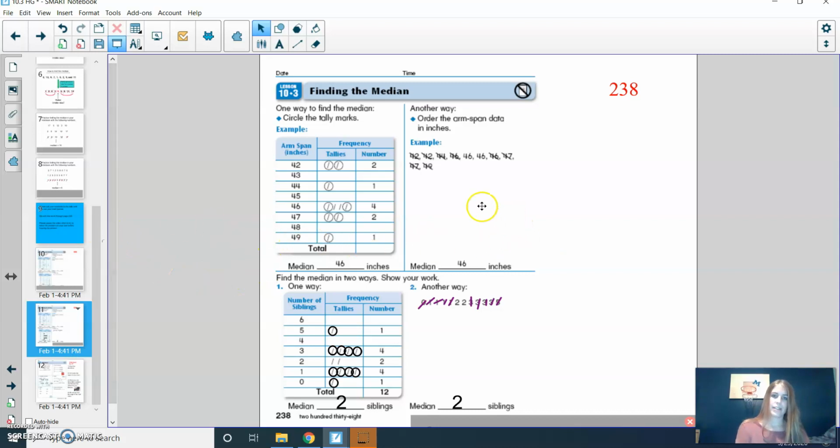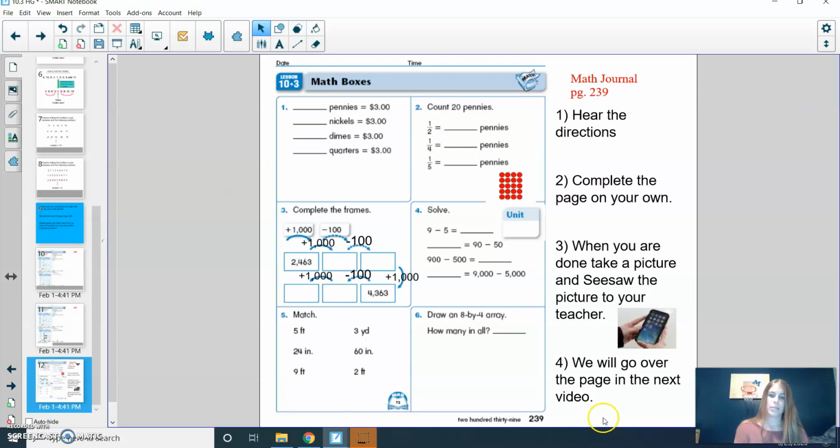If you have any questions on finding the median, this is something we'll continue to work on. Otherwise, you could ask someone at home or also ask your classroom teacher. We are going to go to math boxes next. So if you could turn your page so that you're looking at page 239.